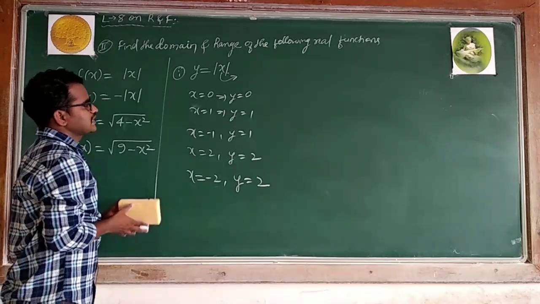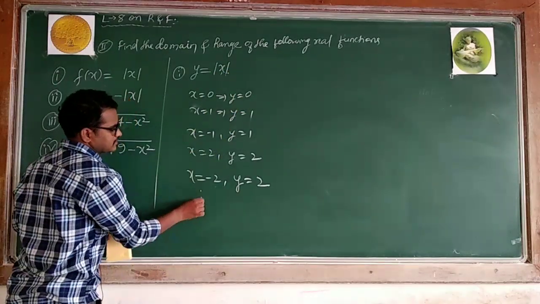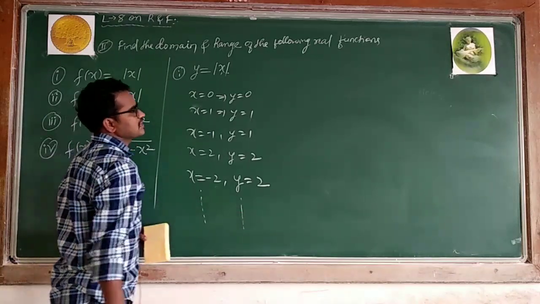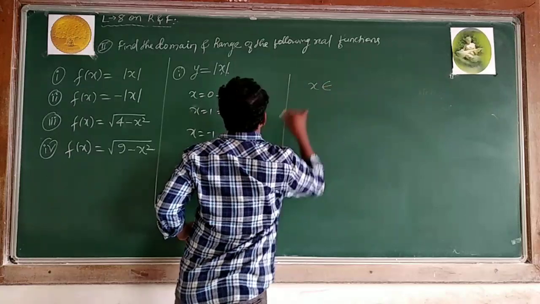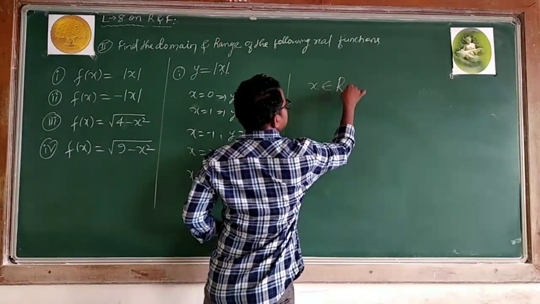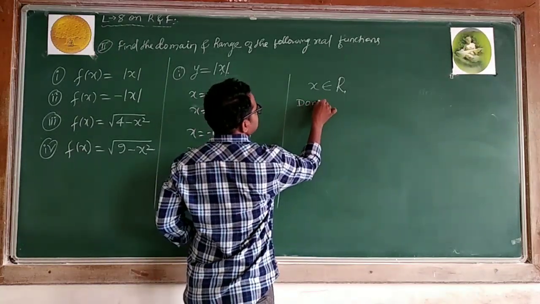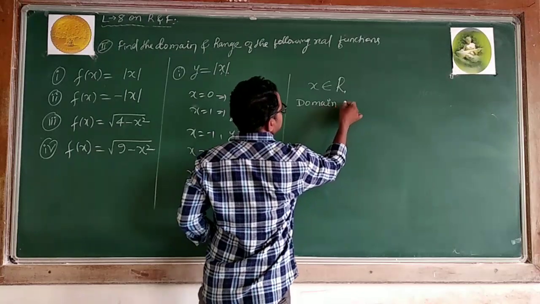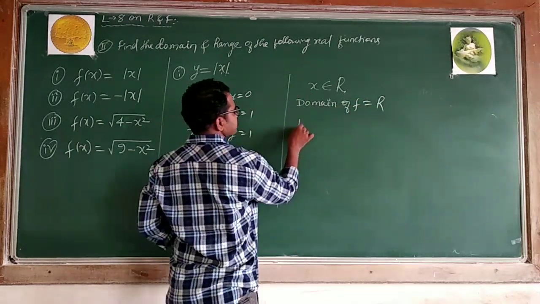So you can take any point. Here, x belongs to any real number. x is any real number. So the domain of this function, the domain of f, is the set of real numbers. What is the range?